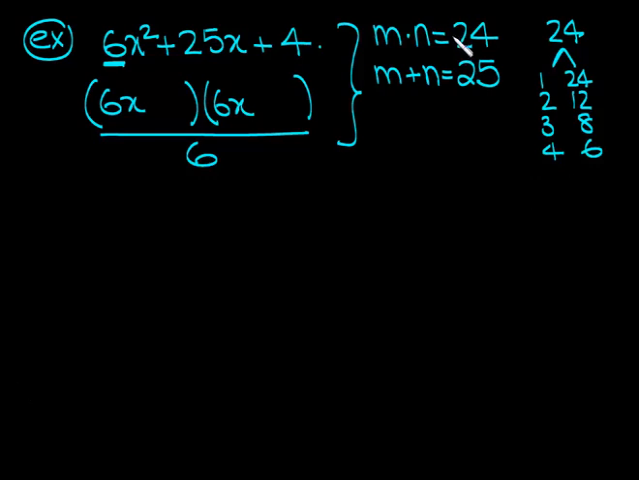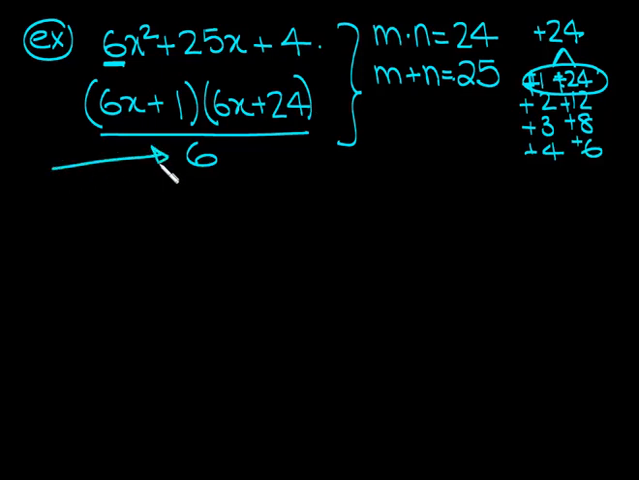Since the product is positive, that tells me either they're both positive or they're both negative. Which one is it? Look at the sum. The sum is positive. That tells me they're both positive. So which one gives me 25? 1 and 24. So you get plus 1 plus 24. And at this stage you might think you're done, but remember what I said. The key thing to the AC method is the number in the bottom should always cancel.